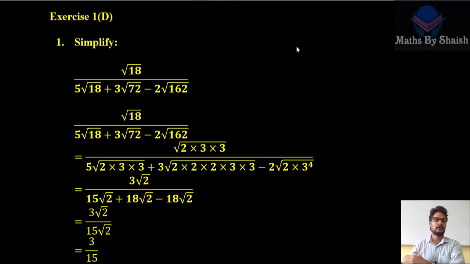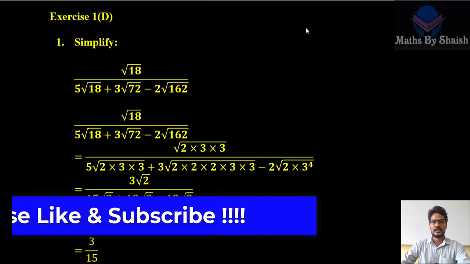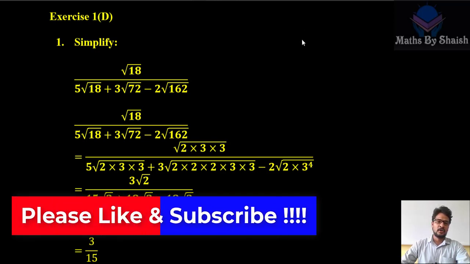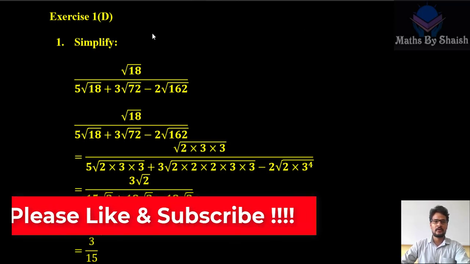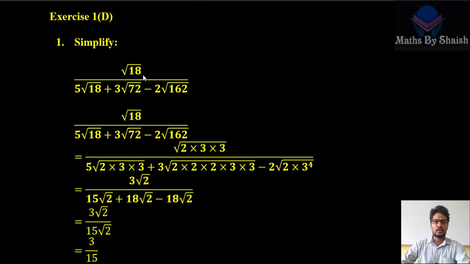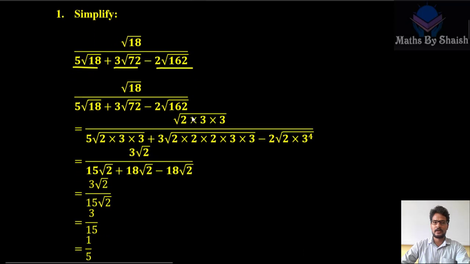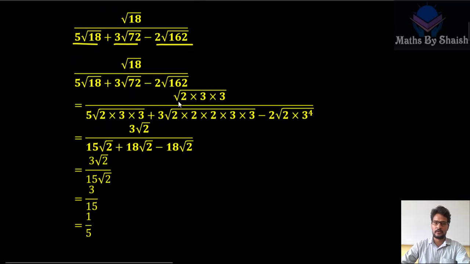Today in this video we are going to discuss the questions of exercise 1D from Selina Concise Mathematics, class 9th ICSE. So here is question number 1. Simplify root 18 over 5 root 18, 3 root 72 and minus 2 root 162. We need to simplify it, and whenever we get a composite number, we are going to do the prime factorization of it, and we will see what can be outside of the square root.